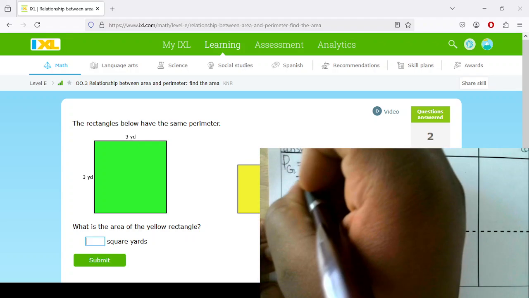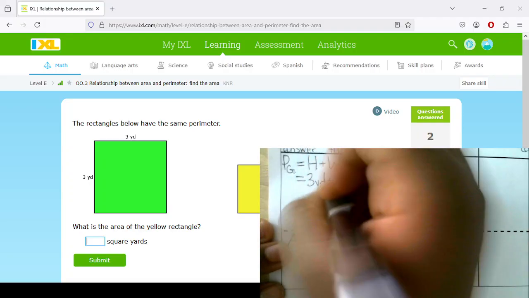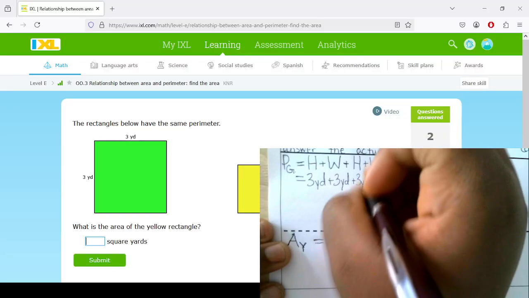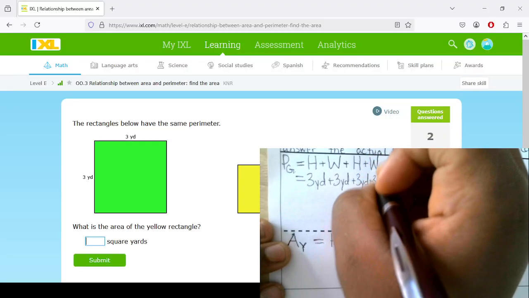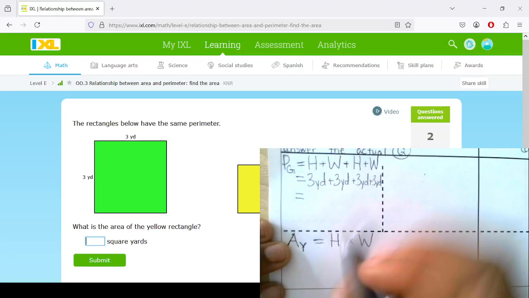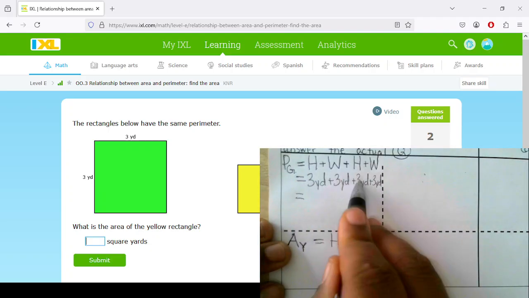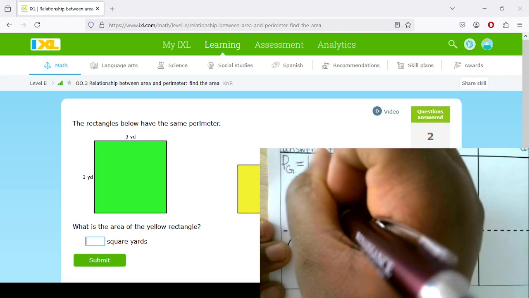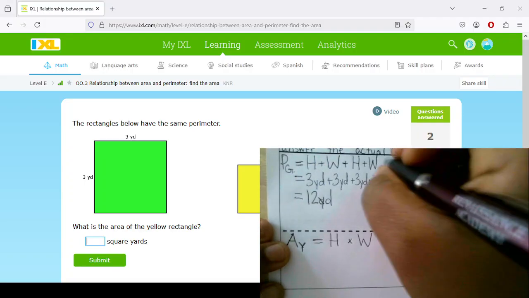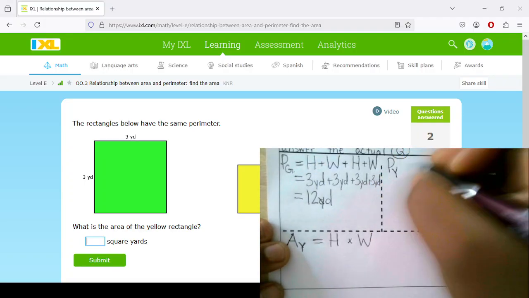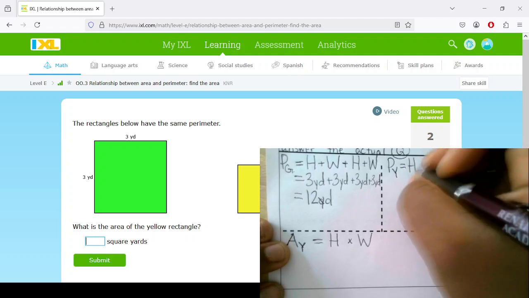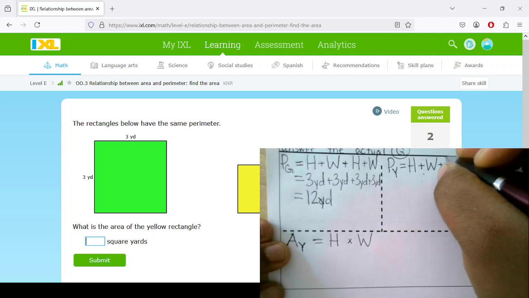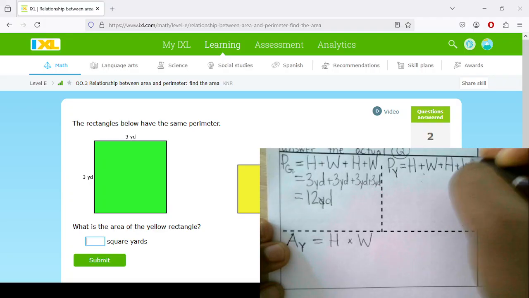This is a square because the height is 3 yards and the width is 3 yards. And I know that in a square, the height and width are the same: 3, 6, 9, 12. So the perimeter of that green rectangle is 12 yards. And so the perimeter of the yellow rectangle is also going to be calculated by adding up the height and width of every side.